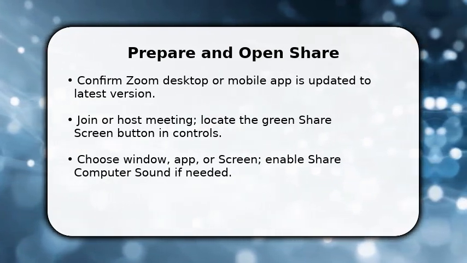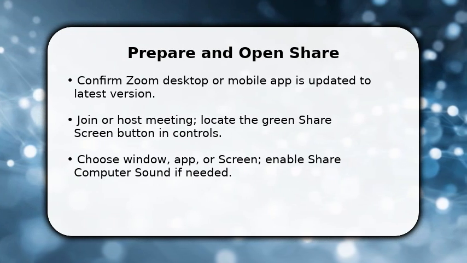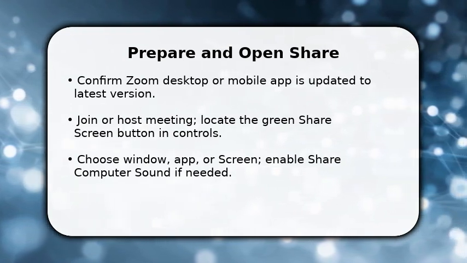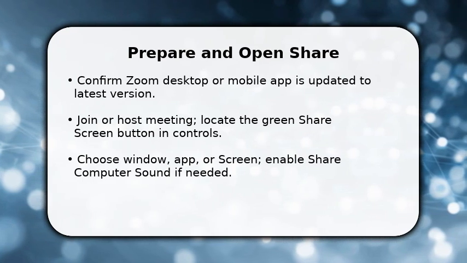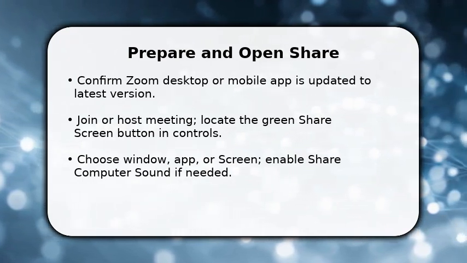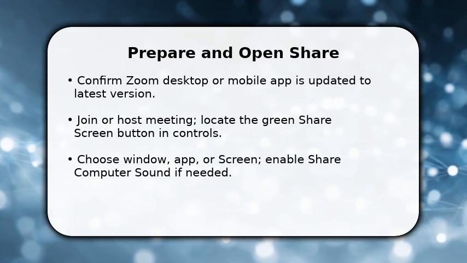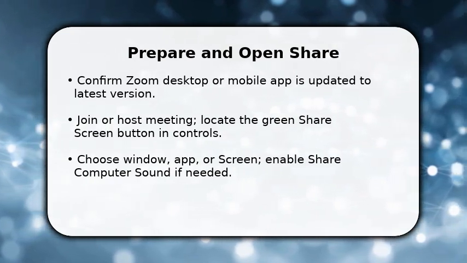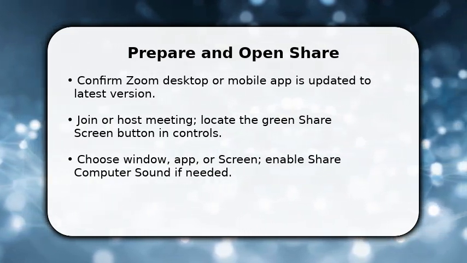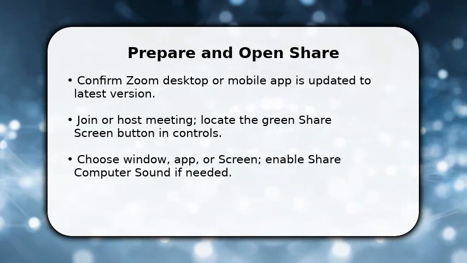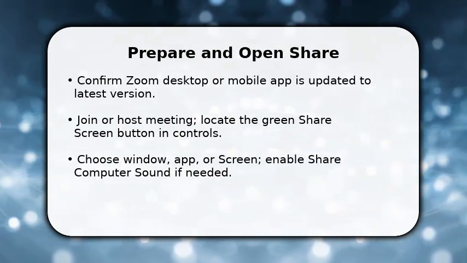Next, look for the green share screen button in the meeting controls. Click it to open the selection panel. From that panel, pick a specific window, an application, or the entire screen. Choose Share Computer Sound or Optimize for video if you'll play audio or video. Once selected, click Share to begin broadcasting your chosen content to others.